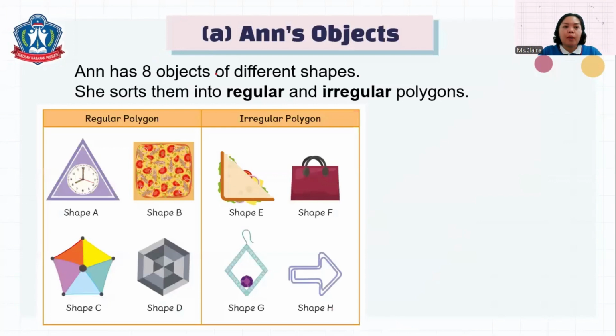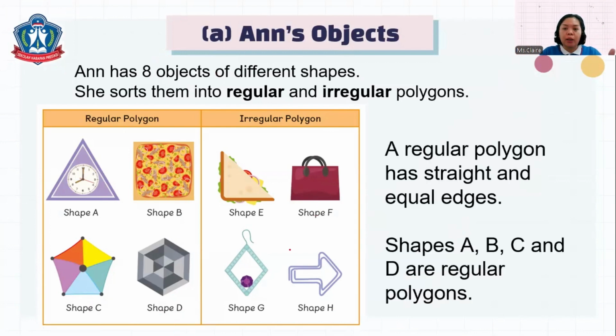Okay. We have here Anne's objects. Anne has 8 objects of different shapes. She sorts them into regular and irregular polygons. The regular polygons are shape A, a triangular clock; shape B, a pizza box; shape C, an umbrella in the shape of a pentagon; and we have here shape D. It has 6 sides. This is a hexagon.